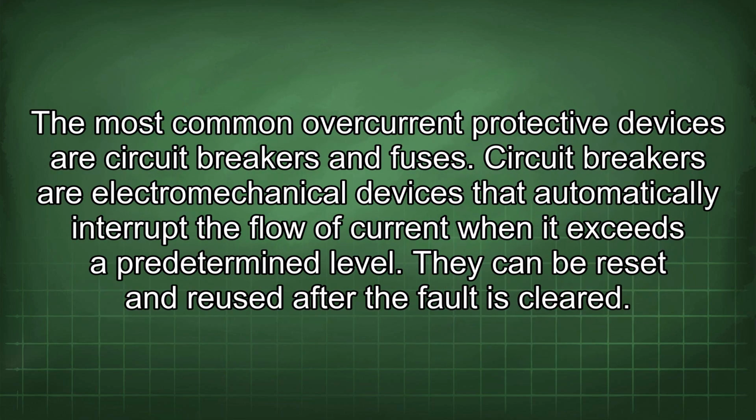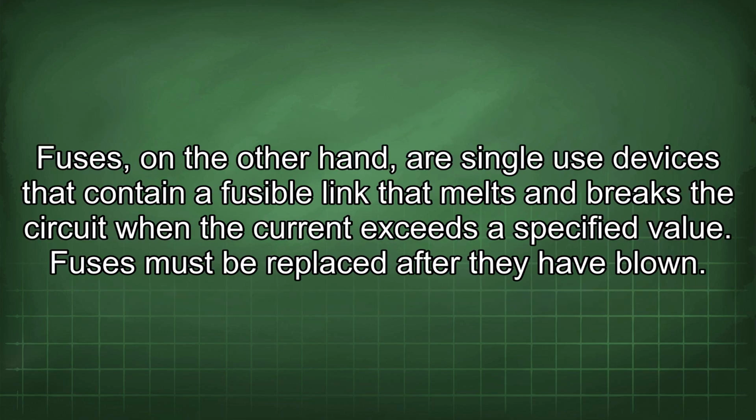The most common overcurrent protective devices are circuit breakers and fuses. Circuit breakers are electromechanical devices that automatically interrupt the flow of current when it exceeds a predetermined level. They can be reset and reused after the fault is cleared. Fuses, on the other hand, are single-use devices that contain a fusible link that melts and breaks the circuit when the current exceeds a specified value. Fuses must be replaced after they have blown.